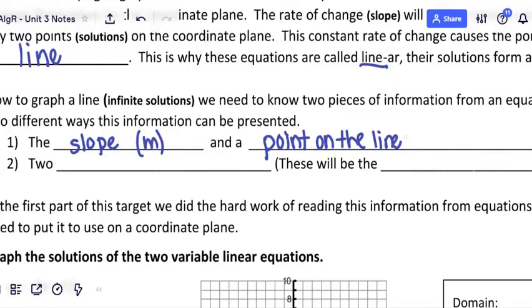The second would be if you are given 2 points on the line, or 2 solutions, and these points will be called the x and y intercepts, and this will only be used in standard form.